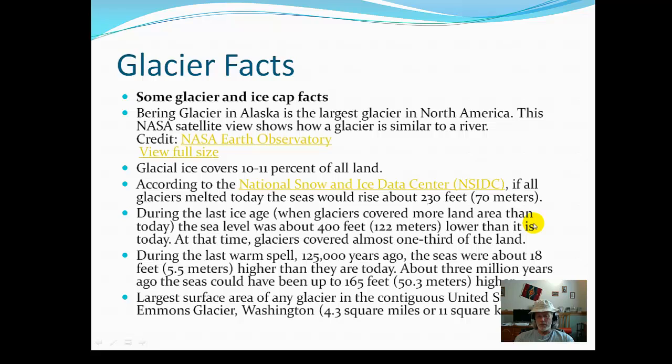When we looked at historical geology, when we looked at sandstone, limestone, and shale, those are all due to a rising and a lowering of ocean levels. And kind of interesting, during the last warm spell 125,000 years ago, the seas were about 18 feet higher than they are today. It also gives a little bit on the largest surface area glacier in the contiguous United States, which means the lower 48, a glacier up in Washington.